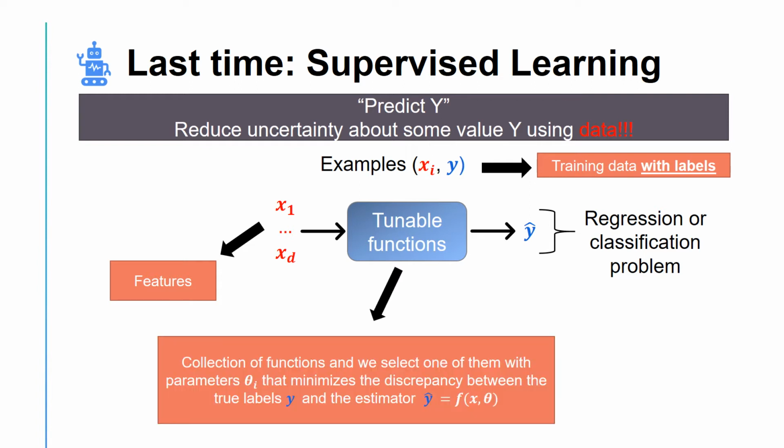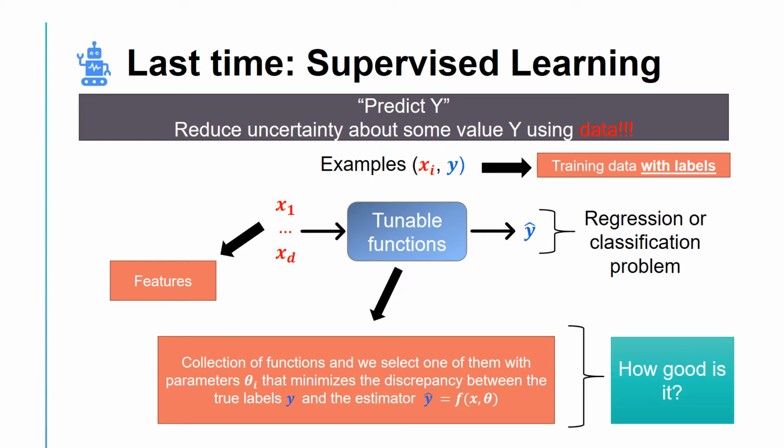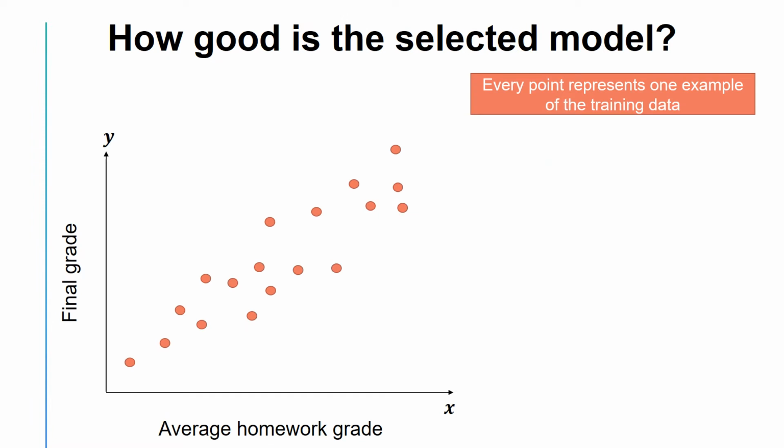This means that from the collection of possible tunable functions, we select the function with parameters theta that minimizes the training error. However, the important question is the following. If we deploy this model in a real-world scenario, how good will it be? Estimating the performance of our model for unseen data is a very fundamental question.